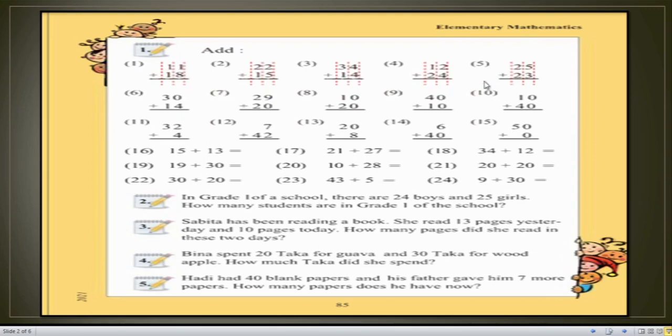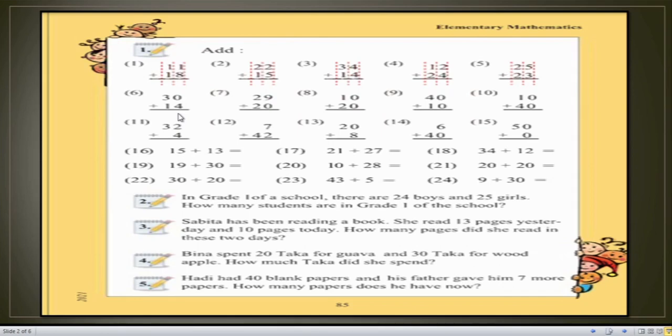Then if we see question number 6, we can see 30 plus 14. On the right hand side, 4 plus 0. What is 4 plus 0 equal to? Dear students, in my earlier lectures I taught you that if we add 0 to anything, or subtract 0 from anything, the answer will be that number, not 0. As I am describing the concept of addition, I will tell you what the answer will be if we add anything with 0.